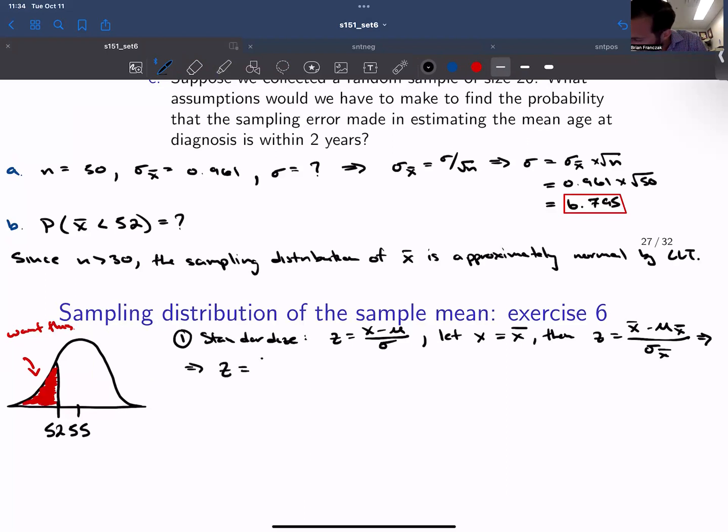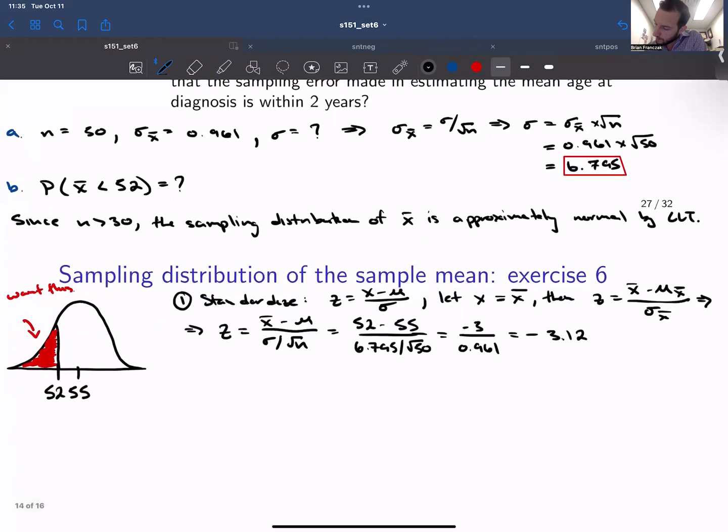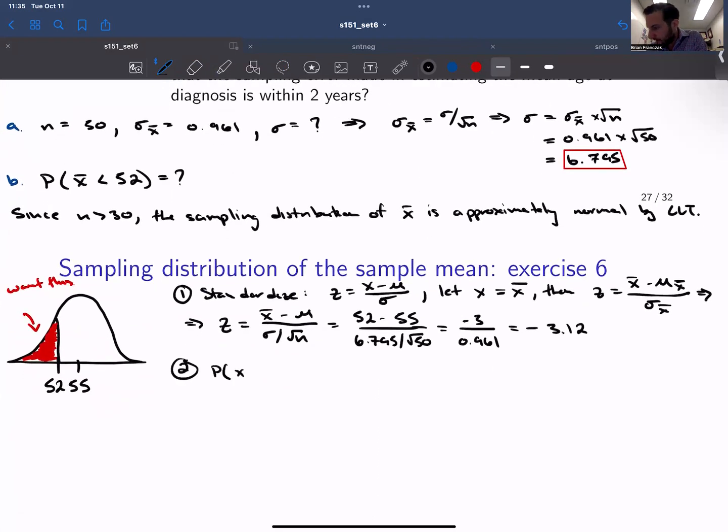So Z is X bar, mu X bar is mu, sigma X bar is sigma over the square root of n. So this is now 52 minus 55 divided by 6.795 over the square root of 50, which is going to be -3 over 0.961 roughly, which is -3.12. Now we have our Z-score, and that means the probability that X bar is less than 52 is equal to the probability that Z is less than -3.12.